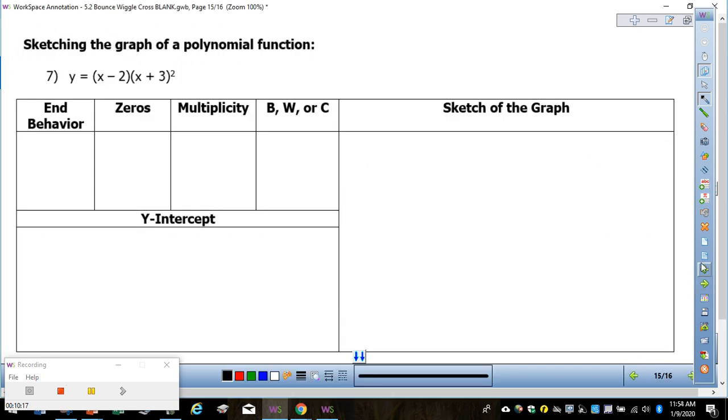So moving forward, we're going to put all the pieces together. Multiplicity, we're going to add one other element to this, which is the y-intercept. So we're going to talk a little bit about how that will come into play in sketching our graph.